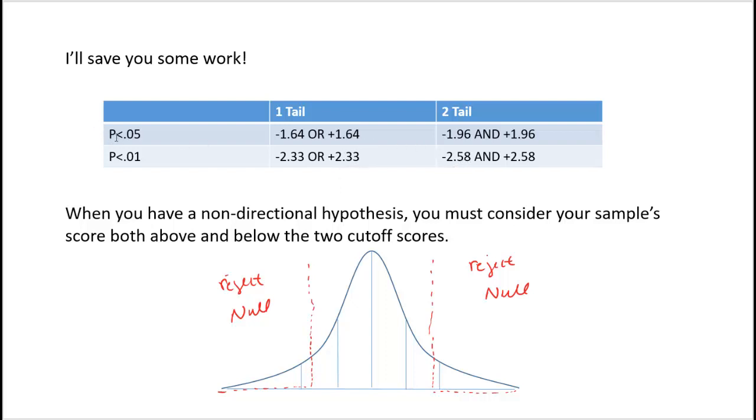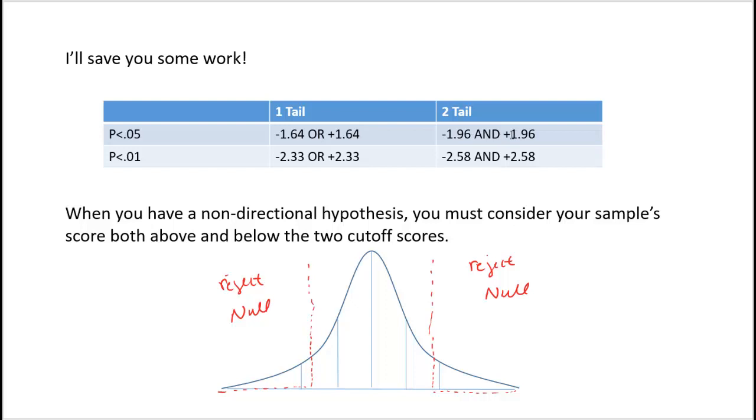So for a probability of less than 5%, or p less than 0.05, the one-tailed z-score cutoff is negative 1.64 or positive 1.64. That's a big or. Remember, with a one-tailed test, we're only looking at a change negatively or positively. For a two-tailed test, we're looking at negative 1.96 and positive 1.96.